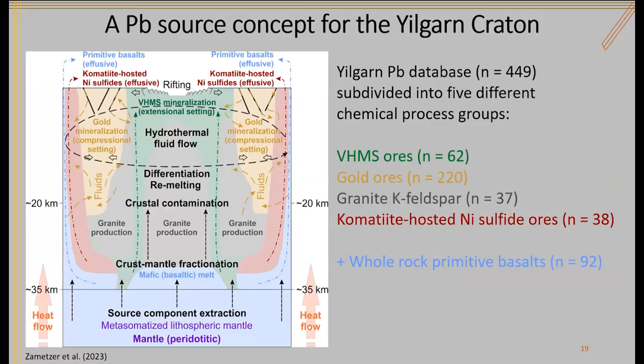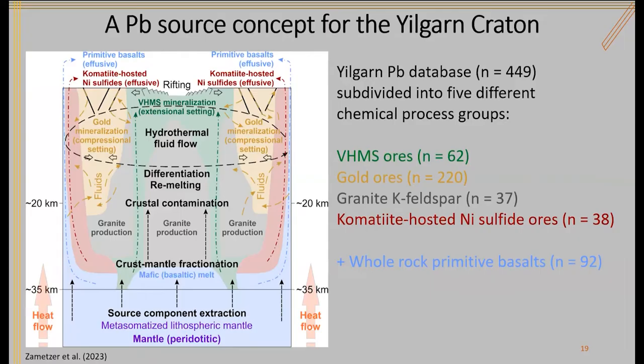I've already discussed the possible lead sources of granite K-feldspar, and komatiite-hosted nickel sulfide ores are another chemical process group that also forms in extensional settings. So we could expect them to be similar to the VHMS ores to some extent, but they are related to low lead mafic lithologies, and the ascent of these melts through the continental crust and the thermal erosion that is induced into the continental crust may also lead to contamination with crustal lead isotopic signatures.